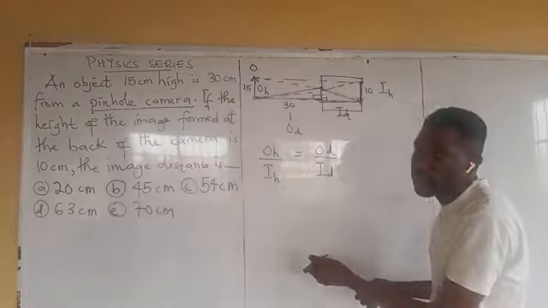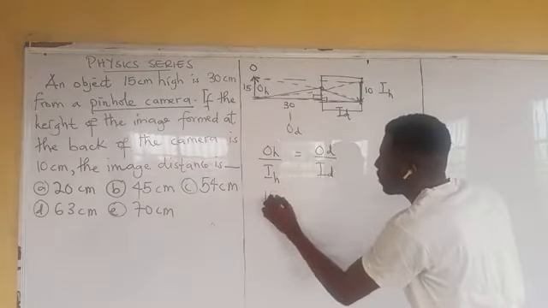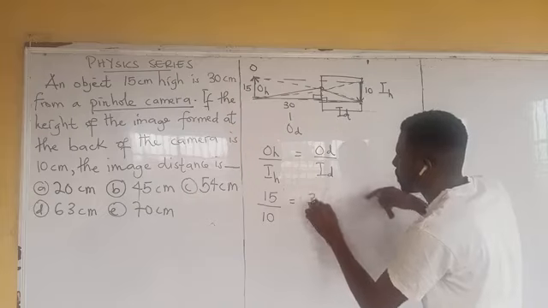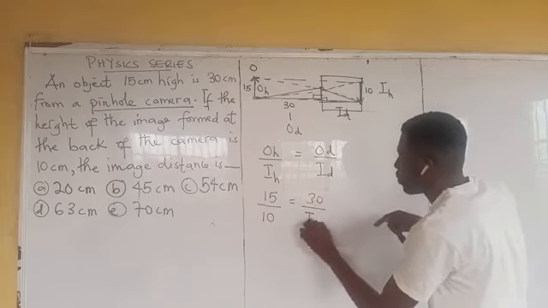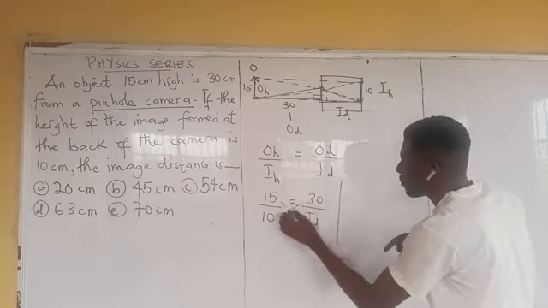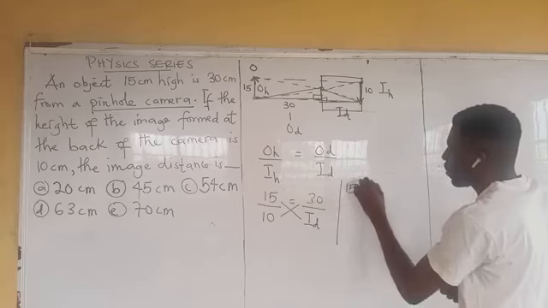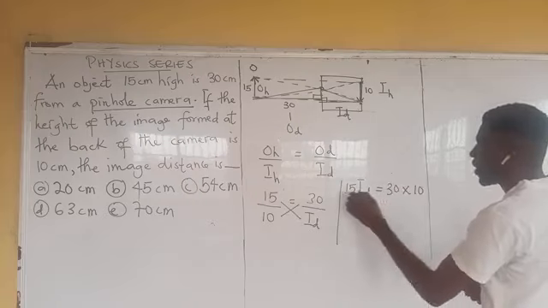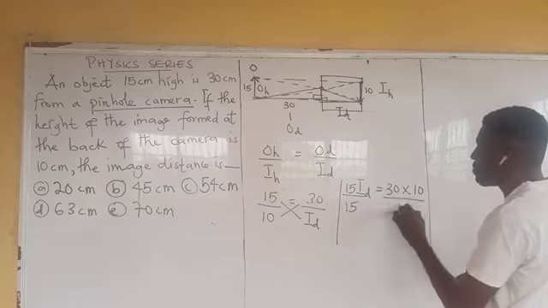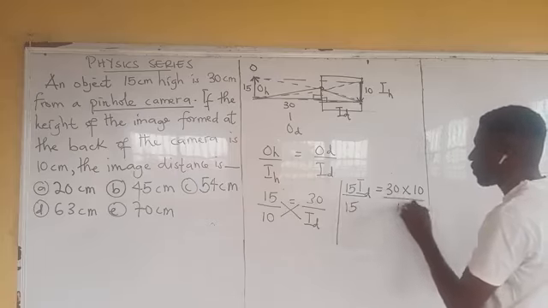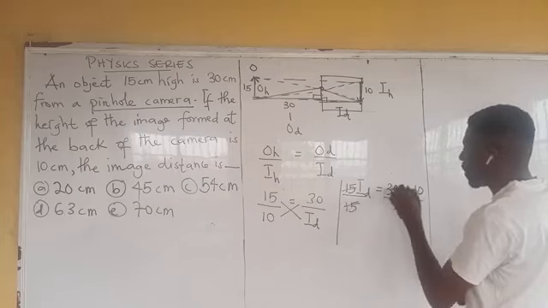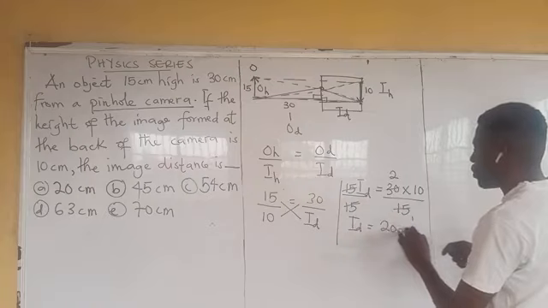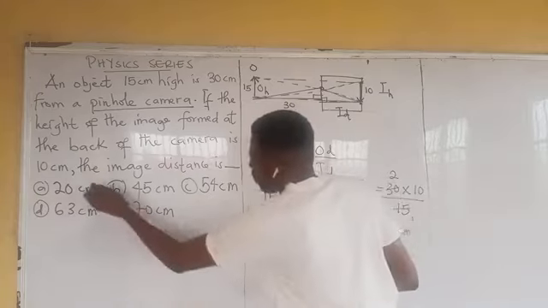So let's put in our values and see whether we get the answer. Object height is 15, image height is 10, object distance is 30, image distance we don't know. If we cross multiply, we have 15 times image distance equals 30 times 10. If I divide both sides by 15, which is the coefficient of the image distance, 15 divides 30 to give 2. So our image distance will be 2 times 10, and that is 20 centimeters, which is option A.